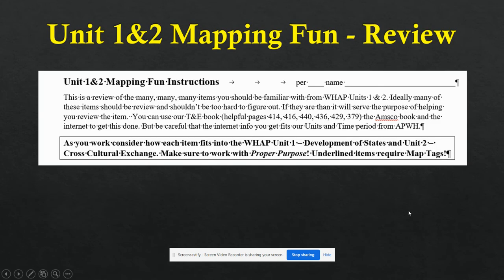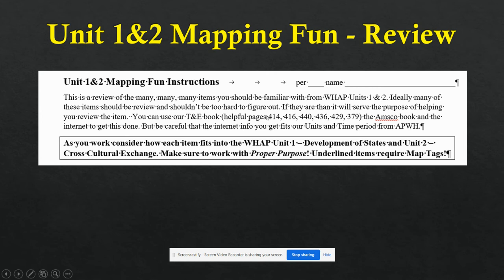So, Unit 1 and 2 Mapping Fun Instructions. This is on the yellowish paper that you're going to get. Make sure you follow this carefully. It shouldn't be too hard. It'll be challenging because there's a lot of stuff. But as far as stuff that you don't know, you should have a clue about what most of these things are. If not, it means that you're probably not on track to do well in the AP Unit 1 and 2 tests or the AP class. So this is your time to go back and get what you didn't get before.